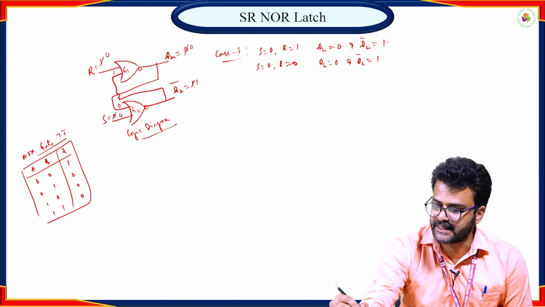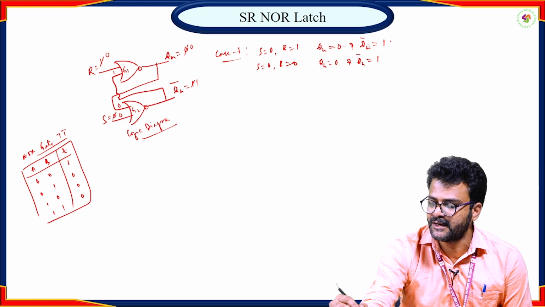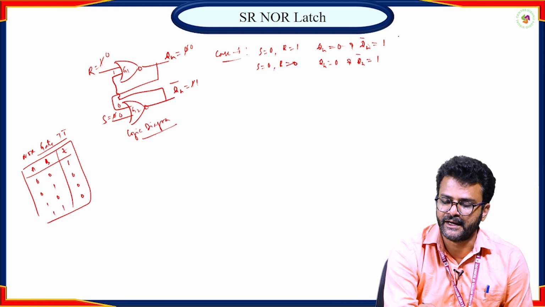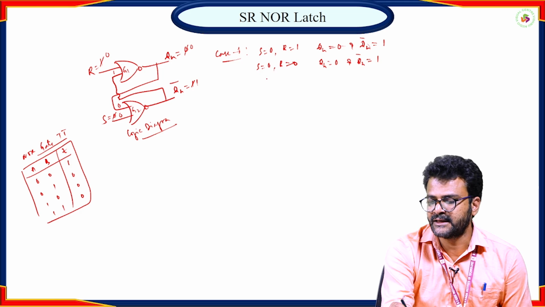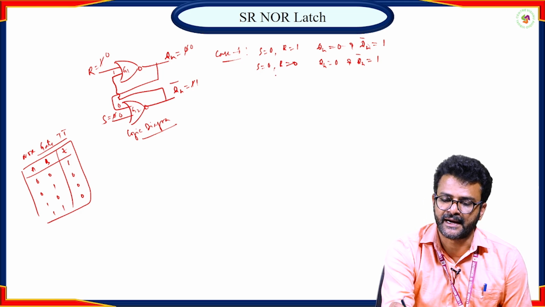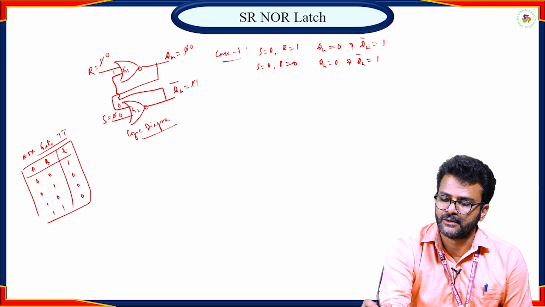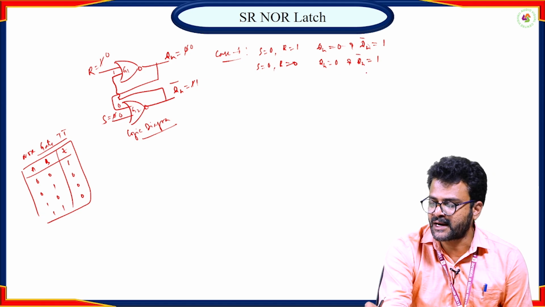So for the case S is equal to 0 and R is equal to 1, we got Qn as 0 and Qn bar as 1. And once we remove this value, nothing but removing is nothing but we are passing the S and R values as 0, 0. So we got Qn and Qn bar as 0, 1. So there is no change in the data here.